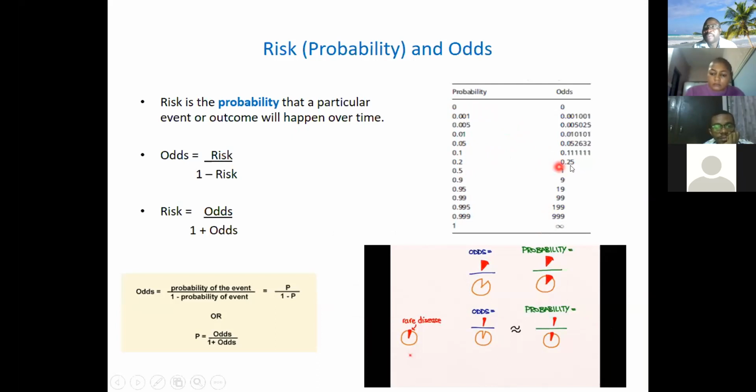But by that time, odd has moved faster to 1. Can you see? So it has doubled the movement of probability. Then when the probability completes the remaining half, odd has moved to infinity. I don't know if you see what I'm saying. So if the probability of something is 0.9, the odd will be around 900.